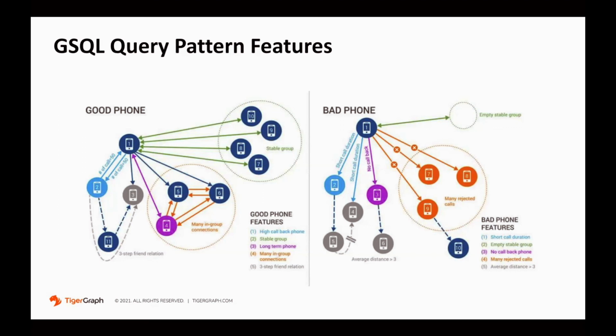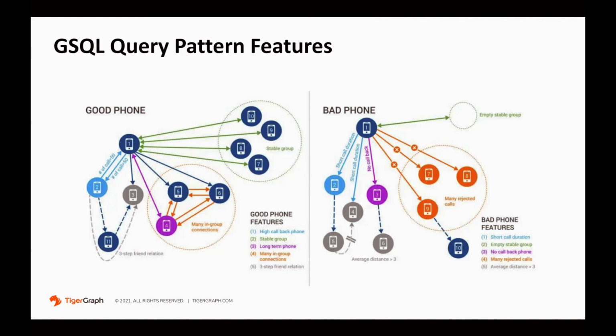If there's an empty stable group, that means the phone is not calling back consistently to a phone. Maybe there are no callback phones. There are many rejected calls, and the average distance between phones might be less than 3. So you can start to use how your data is interconnected as features themselves for your machine learning. And on the left-hand side, you can see what represents the good phones.